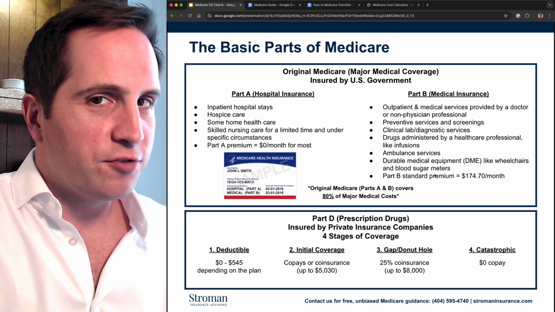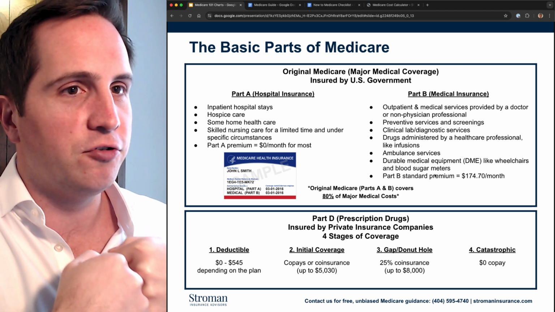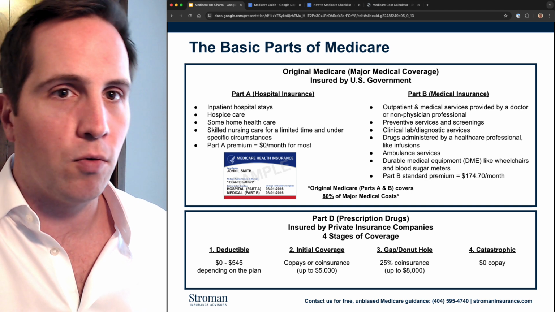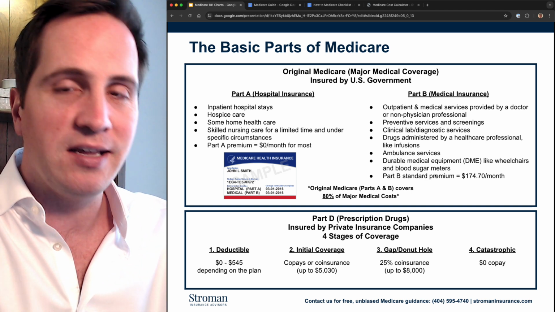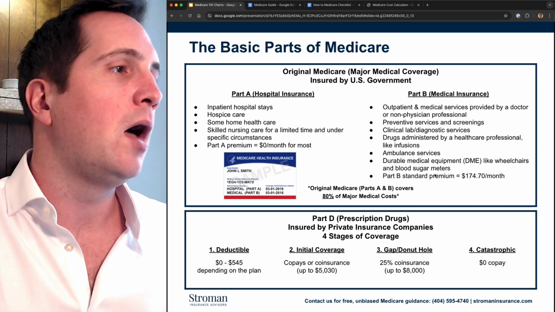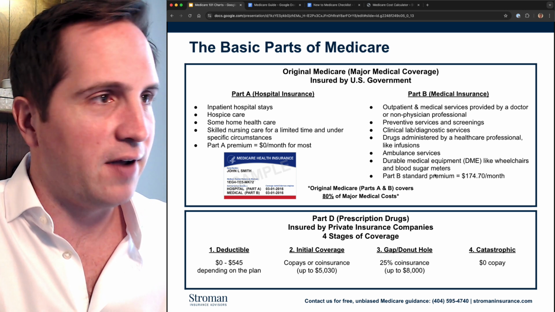So original Medicare is two parts, Part A and Part B. The combination of those two creates original Medicare, or the foundation of coverage. Everyone who is fully on Medicare has at least Part A and Part B. And we'll talk a little bit more in a minute about why that's not enough, but that is the foundation.